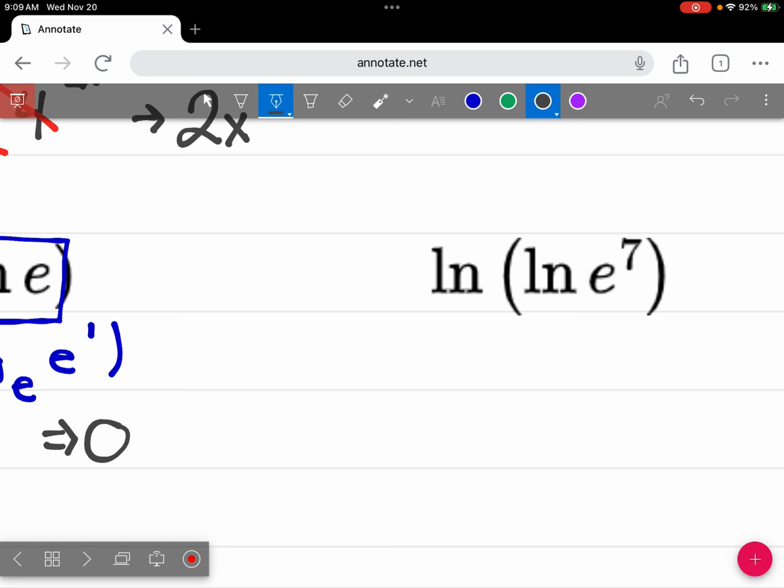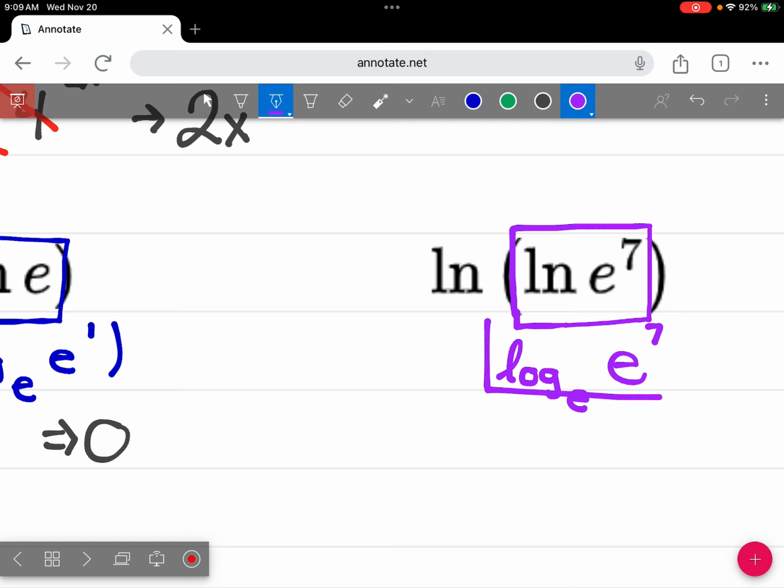The next one is very similar. Again, I'm going to start with the insidemost piece. Our natural log of e to the 7th. Again, if it helps, think of it as log base e of e to the 7th. What does this chunk simplify down to be? Just 7. So then we have our natural log of 7.